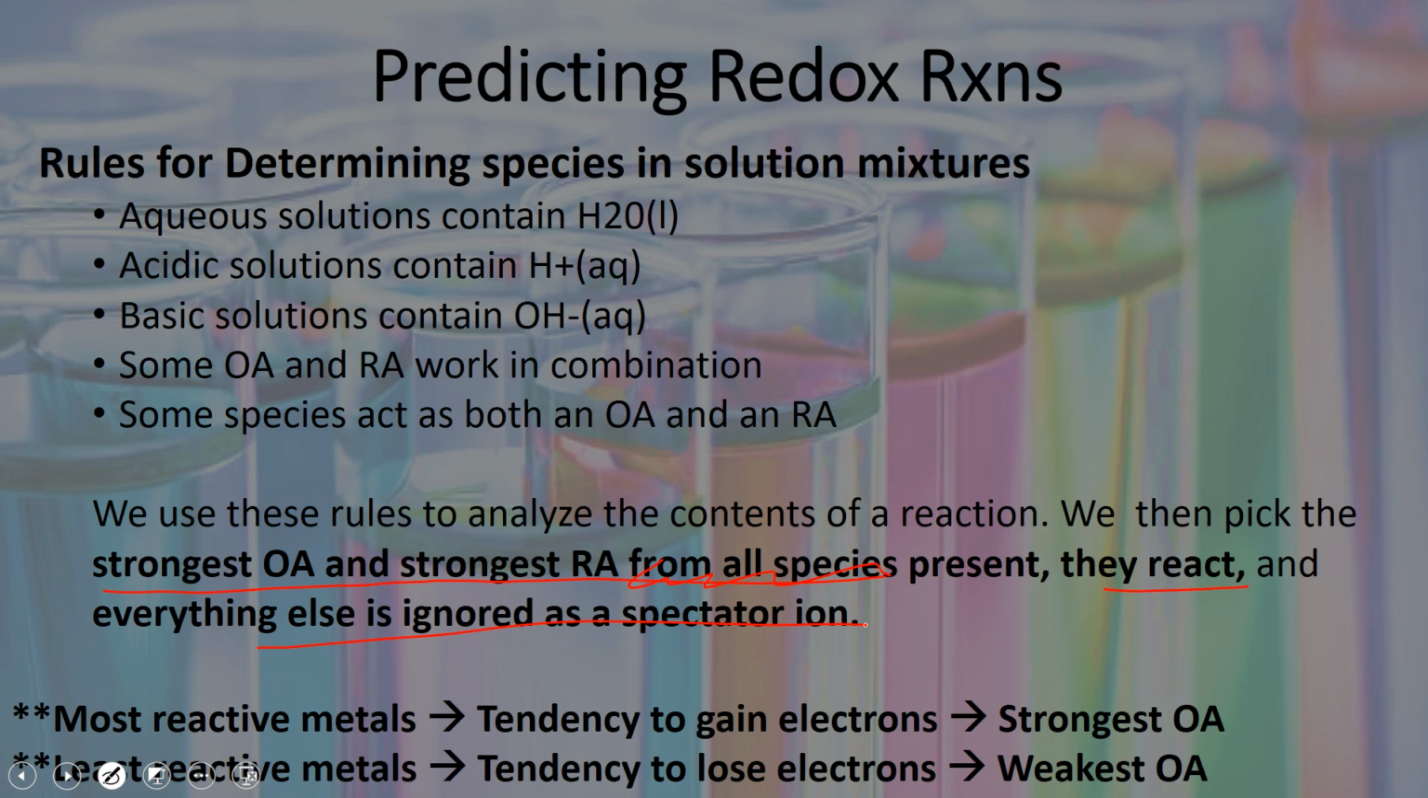And just as a note that might help you figure out what's the SOA and the SRA, rather than sorting through your chart every single time: the most reactive metals tend to gain electrons, and they are the strongest OA. The least reactive metals tend to lose electrons and are the weak OA. Weakest OAs are the what for RAs? SRAs. So if you're copying down your notes, just what I underlined.